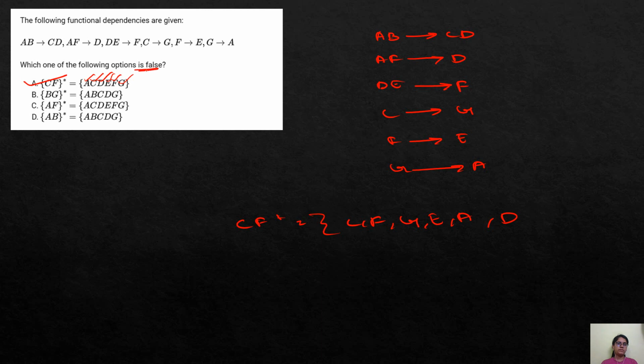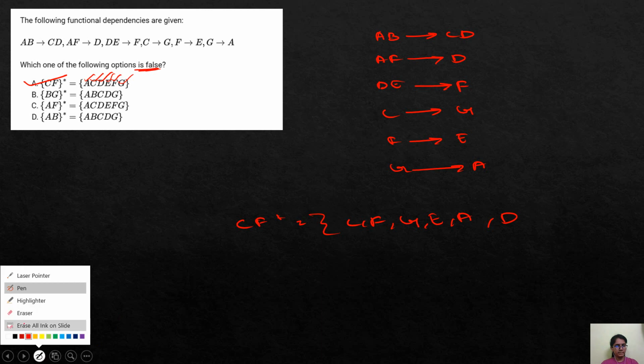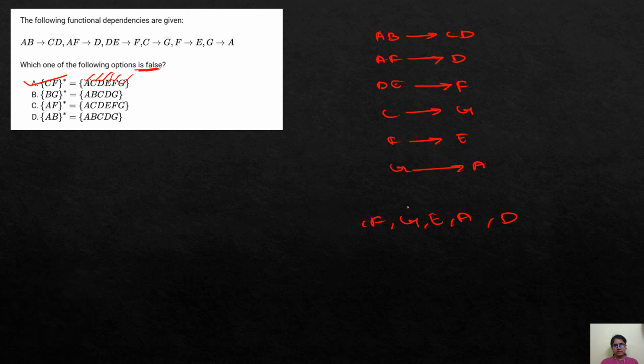But what we want is false. Okay, so let's check for BG now. We want false, so we can't take this one.